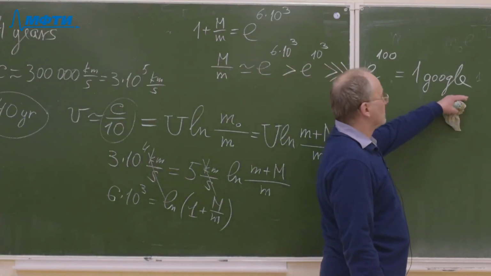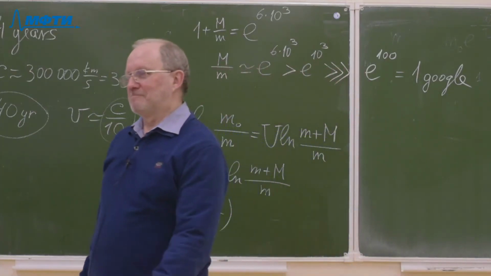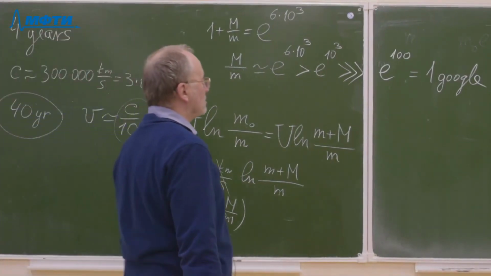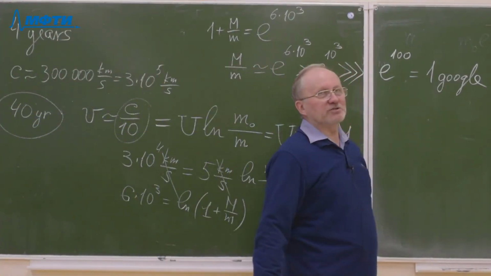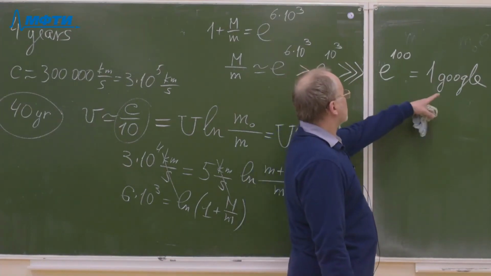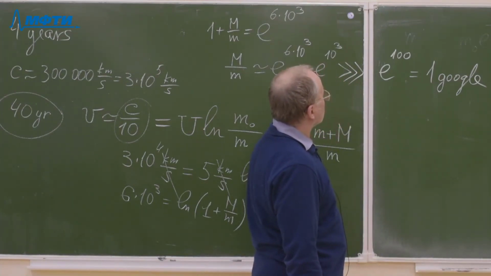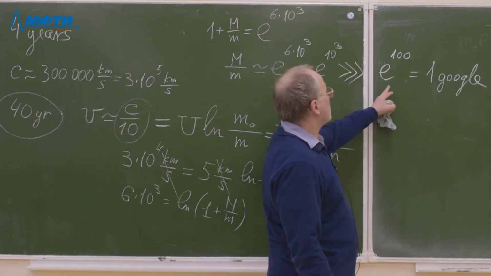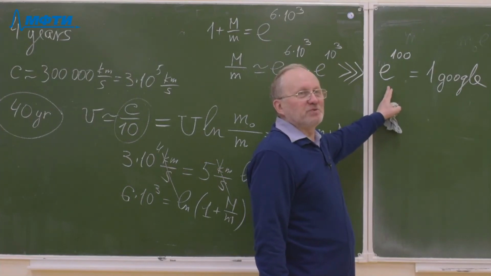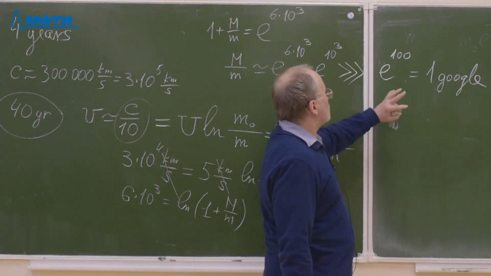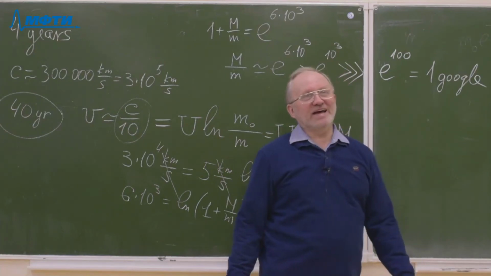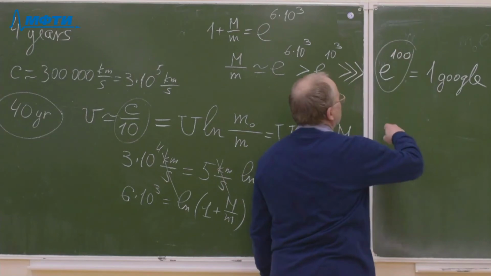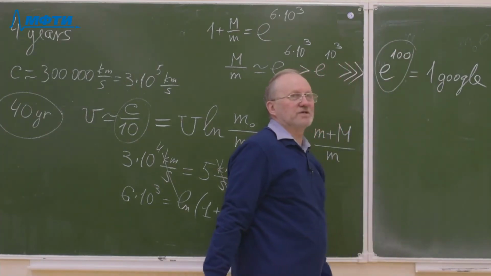And this name was used to name the search engine Google, the well-known internet search engine. They just used this number to name the search engine. So this is one googol. And this number is so huge that it's believed to be approximately equal to the number of atoms in the universe. That is approximately, and even more than the number of atoms in the universe.